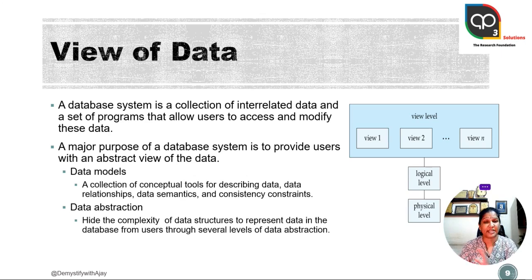Under the hood, a database achieves this through data abstraction, a method that hides unnecessary complexity. Users are not concerned with how the data is stored or how it's retrieved. They only see what they need. This makes the system cleaner, safer, and far more scalable.